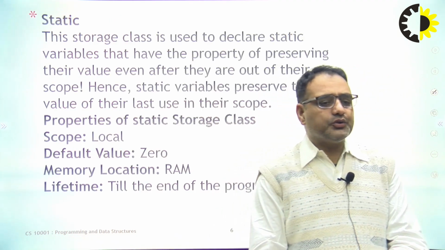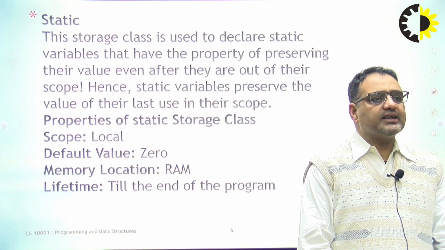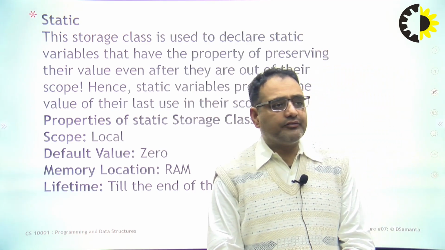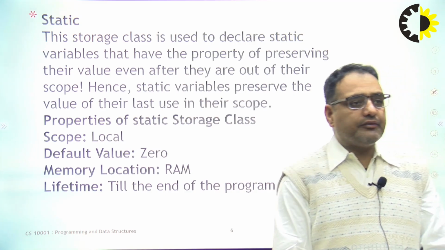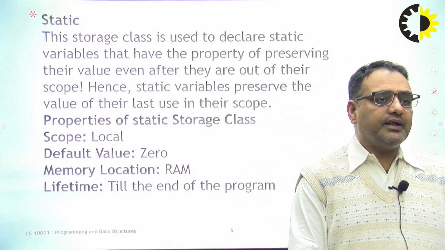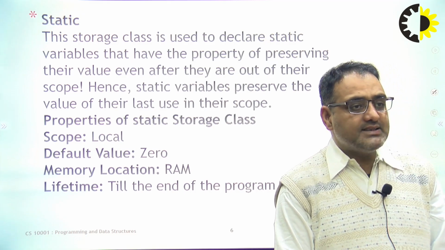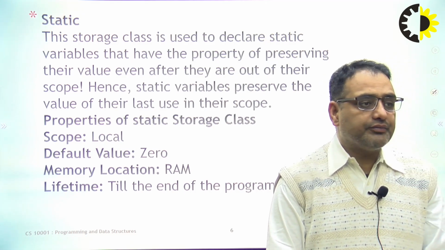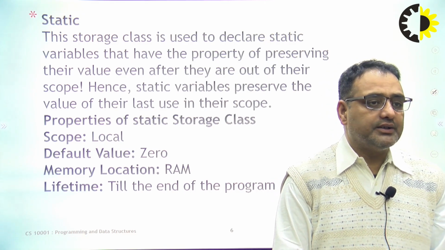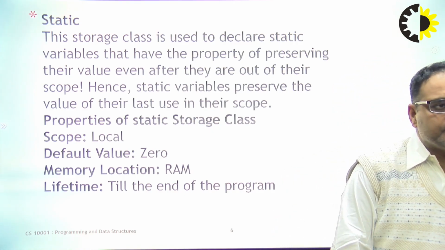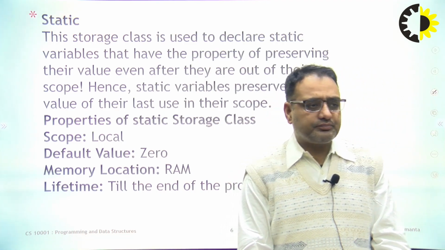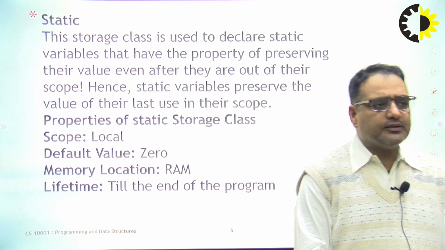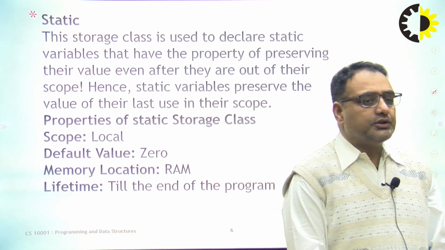Static, the next storage class is static. This storage class is used to declare static variables that have the property of preserving their value even after they are out of their scope. Hence, the static variables preserve the value of their last use in their scope. This concept of static you can better understand through the example. So firstly, what are the properties of the static storage class?